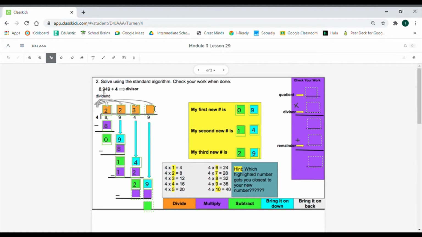4 goes into 29. How many times? If you said 7, you are absolutely correct. If I multiply it by 8, I get 32, which is bigger than 29. Now let's multiply the number we just put at the top times our divisor. 4 times 7, what do we get?